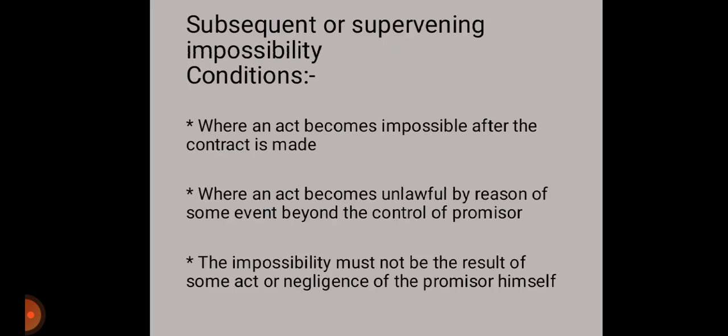Subsequent or supervening impossibility conditions. First one, where an act becomes impossible after the contract is made. Second, where an act becomes unlawful by reason of some event beyond the control of the promisor. Third, the impossibility must not be the result of some act or negligence of the promisor himself.